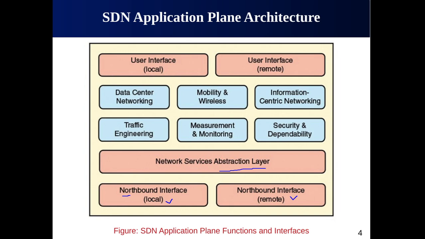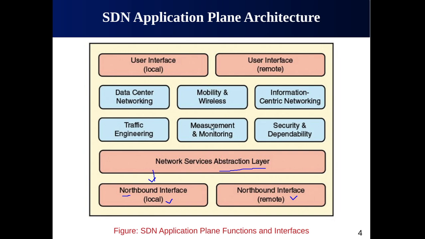You can say that the network services abstraction layer could be considered part of this interface, not a separate layer, and the functionality is incorporated in the control plane rather than the application plane. Okay, that is also possible, but in the architecture that we are going to study, we consider this abstraction layer to be part of the application plane architecture.